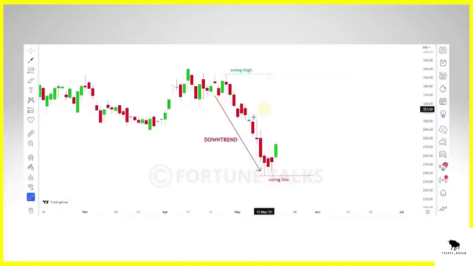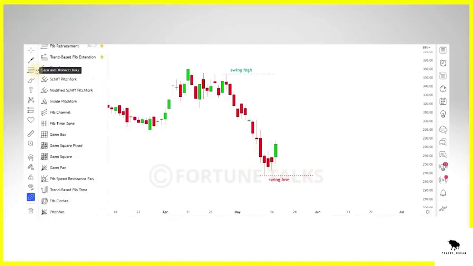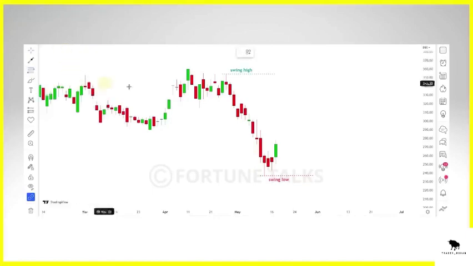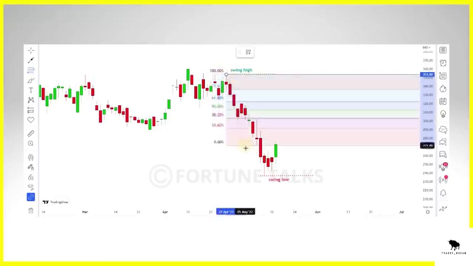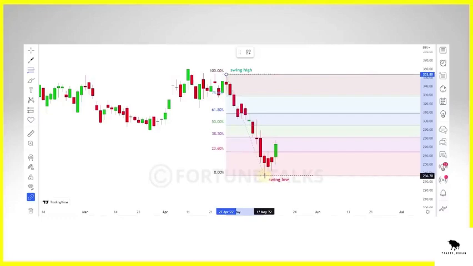For example, if the market is in a downtrend and you have identified the swing high and swing low, now you can go to the left side panel to access the Fibonacci retracement tool if you are using TradingView. Just select the Fibonacci retracement tool and then click on the most recent swing high that we have identified, and then simply drag the cursor to the most recent swing low and click once again, and we are all done. The levels will be automatically plotted.